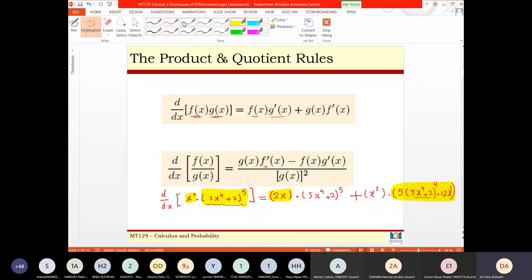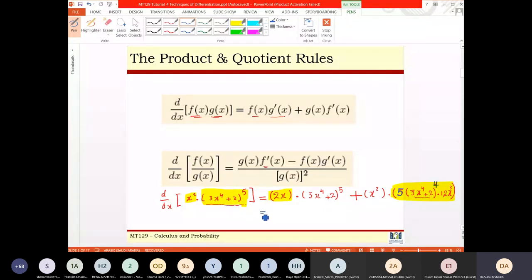So the derivative of this is 5 bracket to the power 4, multiplied with the derivative of what's inside, meaning the derivative of 3x^4 plus 2, which is 12x^3. And this will be our derivative.